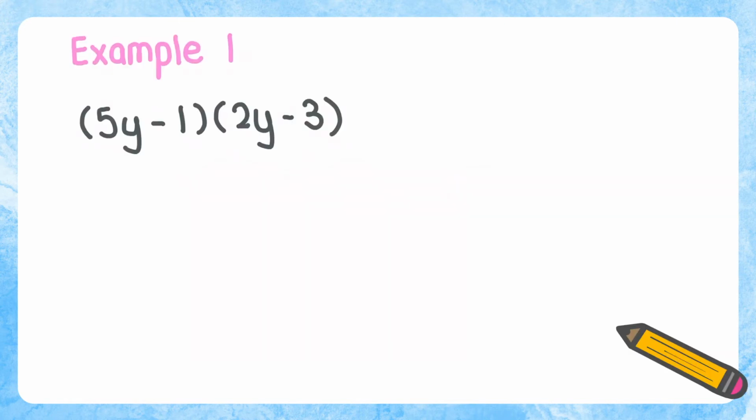And now that we know how to use both distribution and the area model to multiply polynomials, let's look at a few more examples here. So right here, let's use distribution first to multiply these polynomials. So remember, I want to multiply each term in the first part to the terms in the second part. So I'm going to distribute that 5y to the 2y and negative 3. And then right here, the negative 1 to the 2y and negative 3. Right, so let's go through each one.